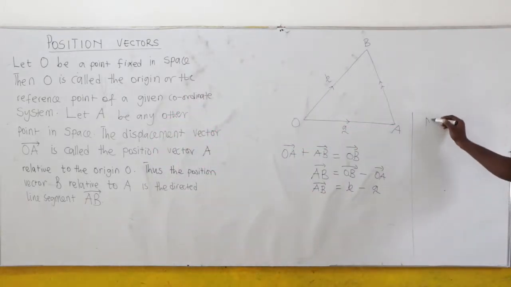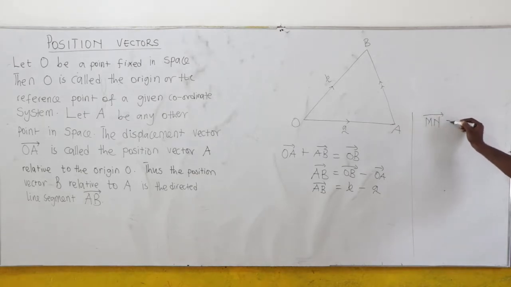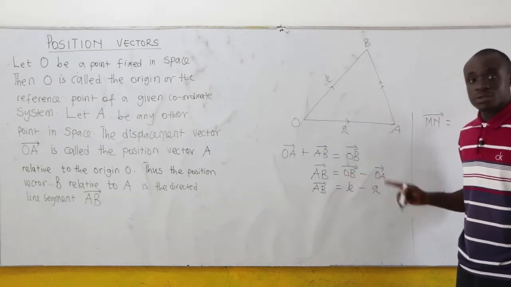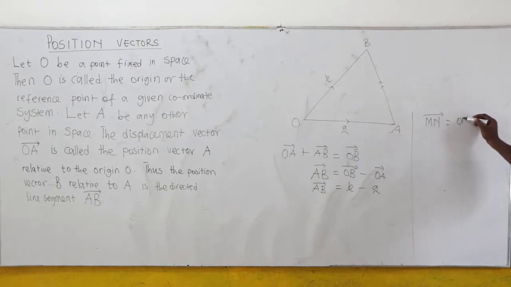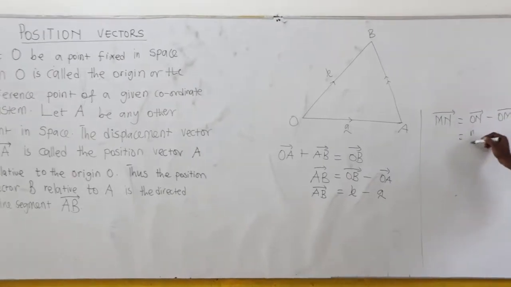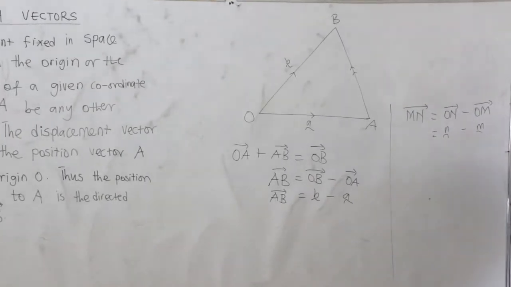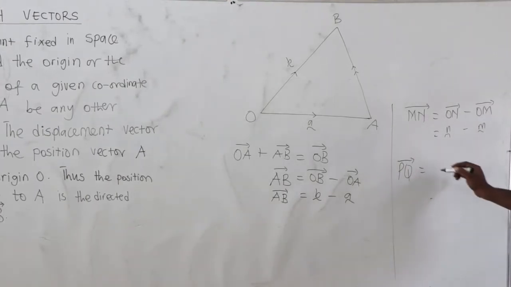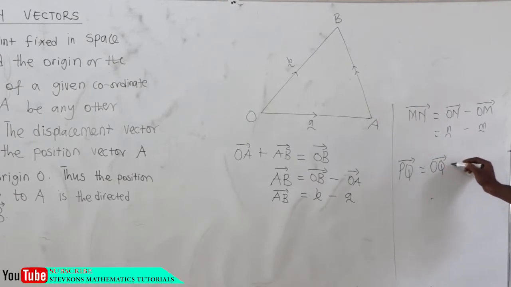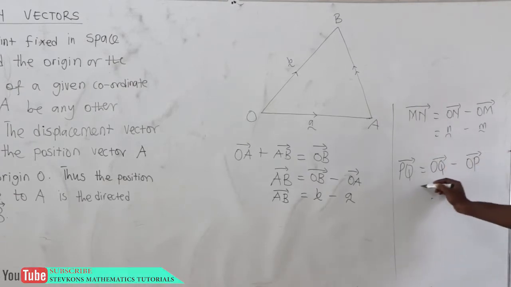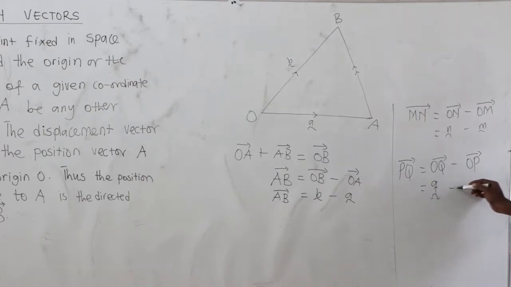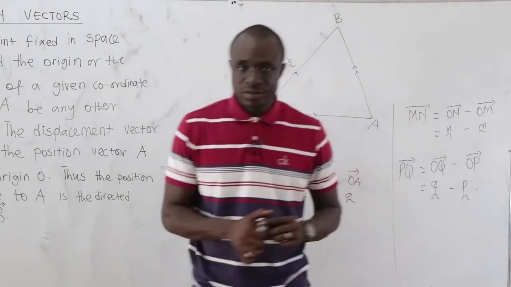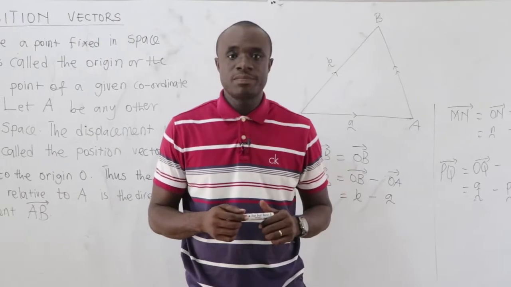Hence, if you want to find MN, now when it was AB, it was OB minus OA. So this becomes what? ON minus OM. And this is the same as n minus m. And if we have PQ, then this means it is the same as what? OQ minus OP. And this is the same as small q minus small p. That is very, very trivial. Now let's consider some examples for better understanding.